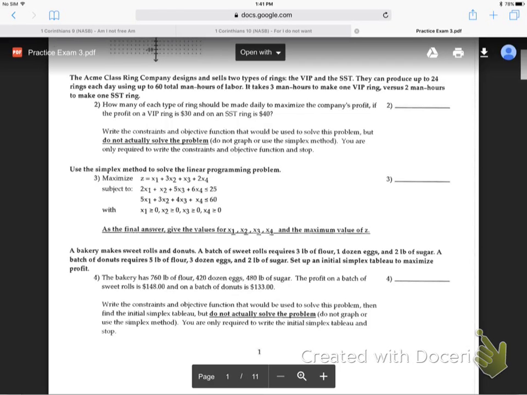Oh, there we go. So number 2. All right, let's see how far we can get in our moments together. Number 2 says, Acme.